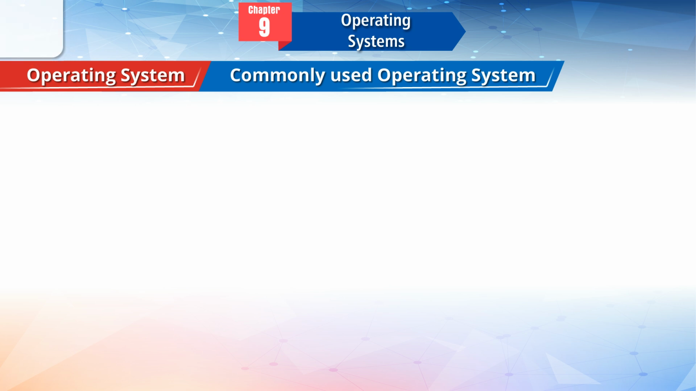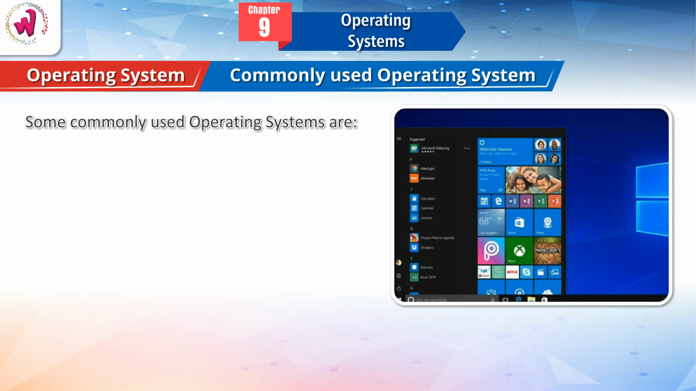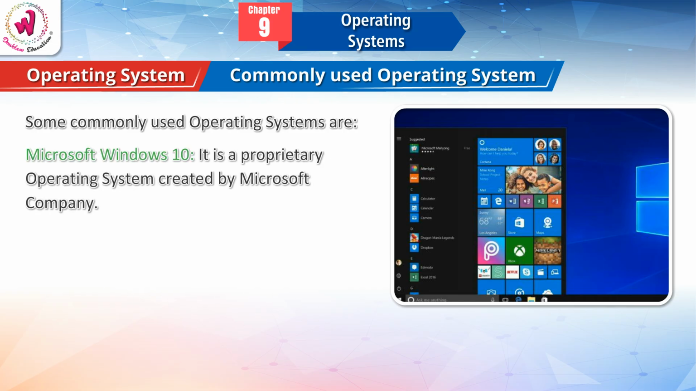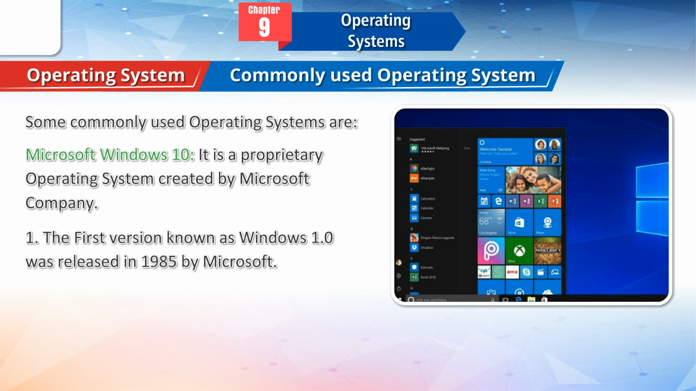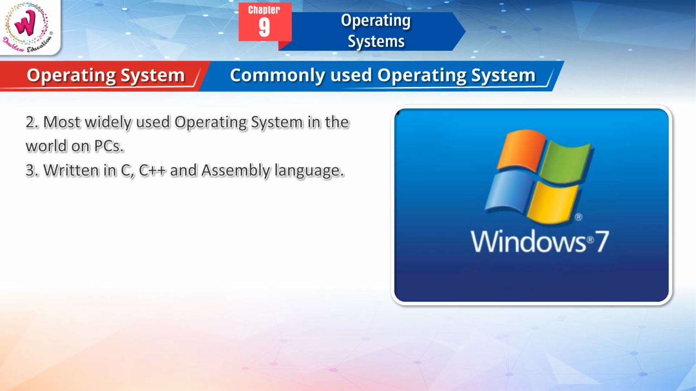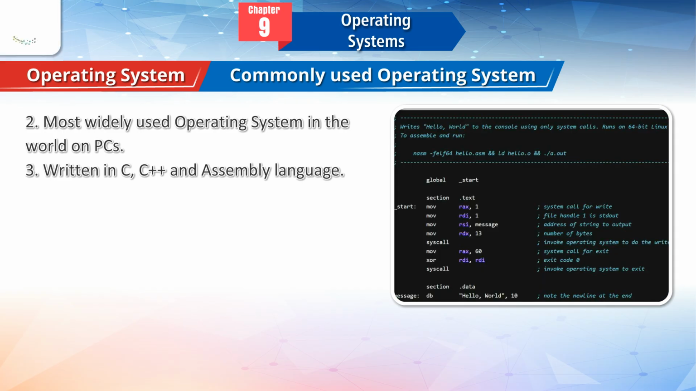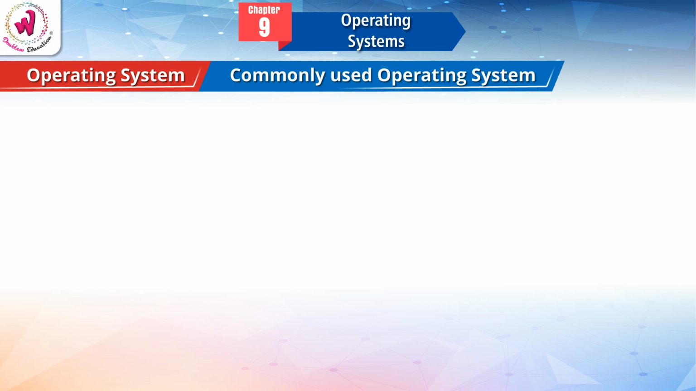Commonly used operating systems. Some commonly used operating systems are Microsoft Windows 10. It is a proprietary operating system created by Microsoft Company. 1. The first version, known as Windows 1.0, was released in 1985 by Microsoft. 2. Most widely used operating system in the world on PCs. 3. Written in C, C++, and assembly language.